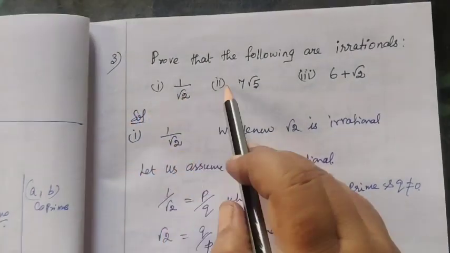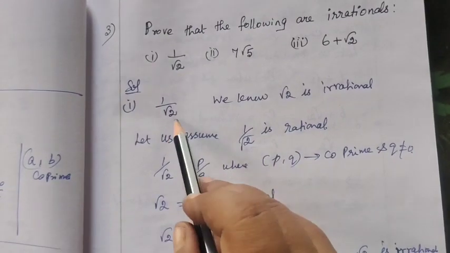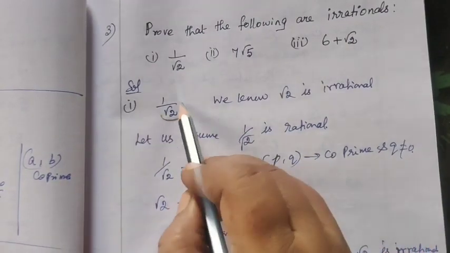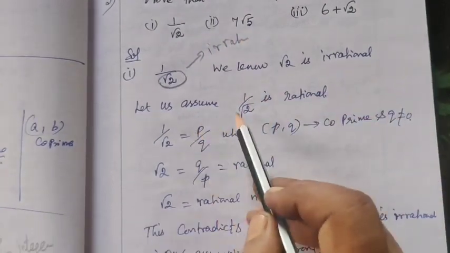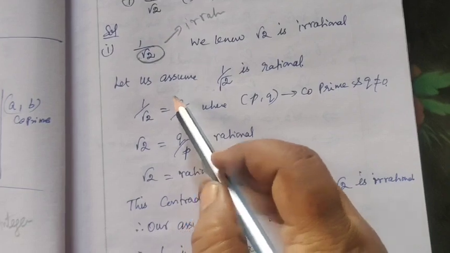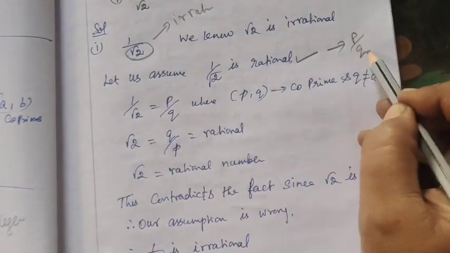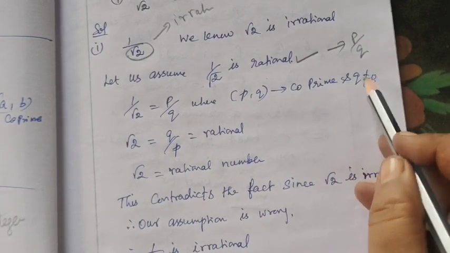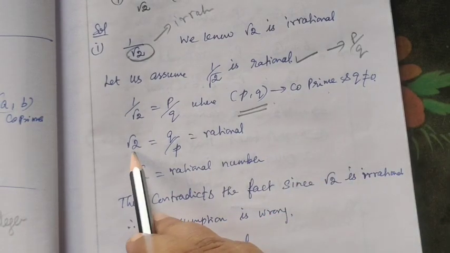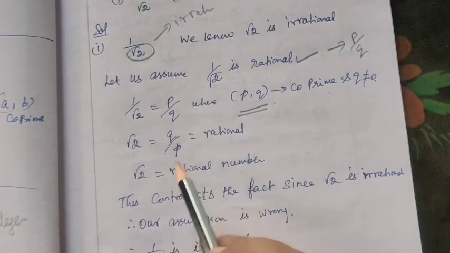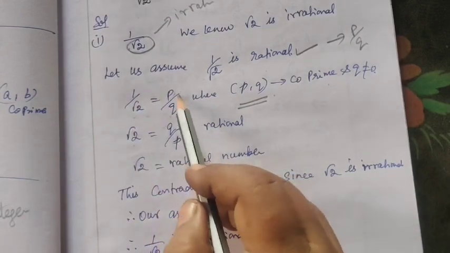Now question number 3, prove that the following are irrational numbers. Take the first one. Here root 2 is irrational. We know root 2 is irrational. So as usual, let us assume 1 by root 2 is a rational number. Immediately we can write it in the form p by q where q is not equal to 0, provided p, q are a co-prime pair. In the reciprocal form, 1 by root 2 equals p by q.